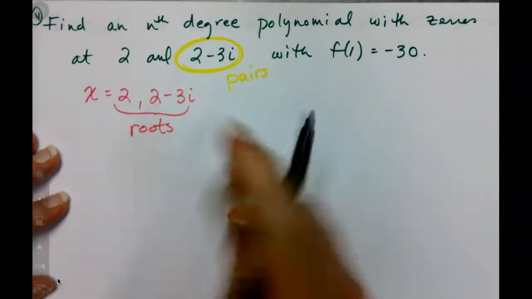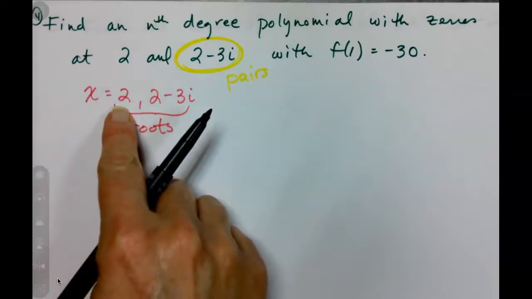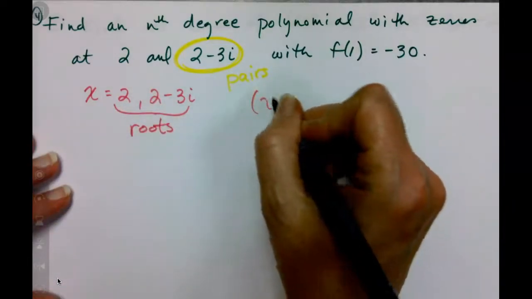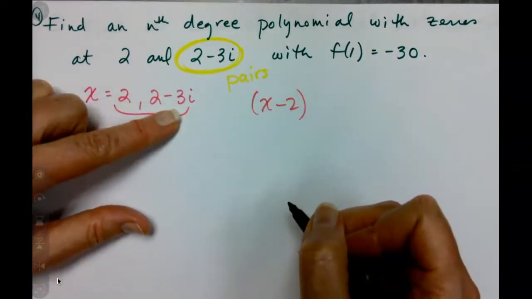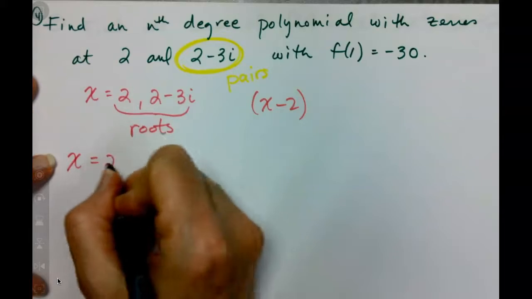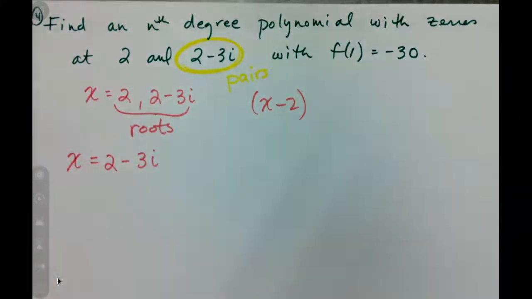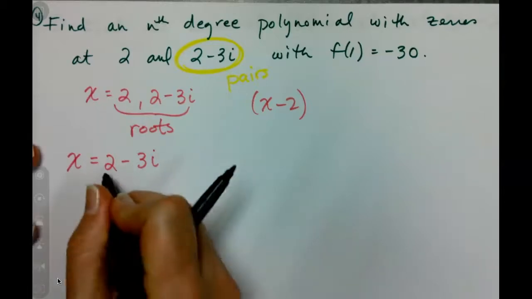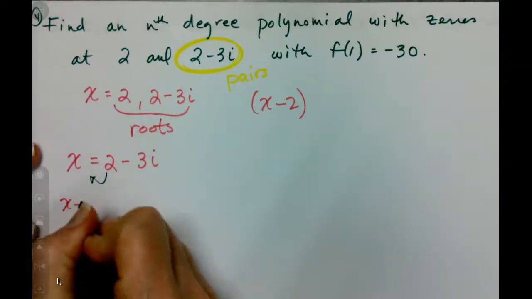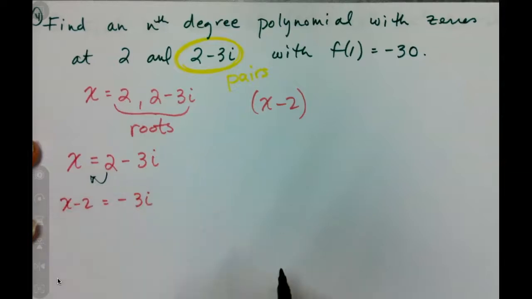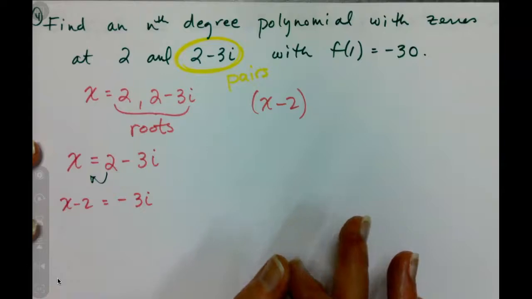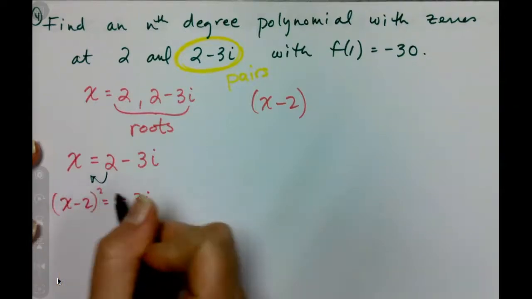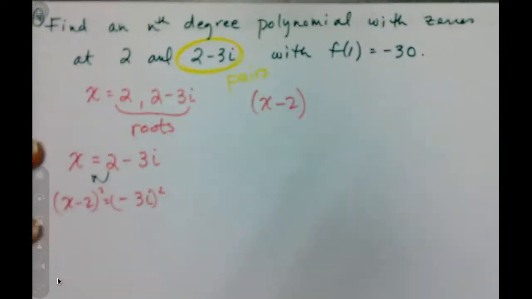We need factors. So if your first root, or 0, is positive 2, that translates to the factor x minus 2. Now, for the second root, let's set x equal to 2 minus 3i, and let's use inverse operations in order to find our factor. So first of all, bring the 2 over, and we get x minus 2 equals negative 3i. So in order for us to eliminate an imaginary number, we need to square both sides. So that's what I'm going to do. That's the inverse operation here.